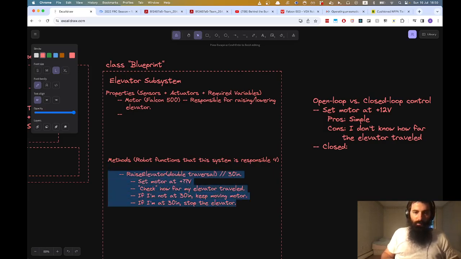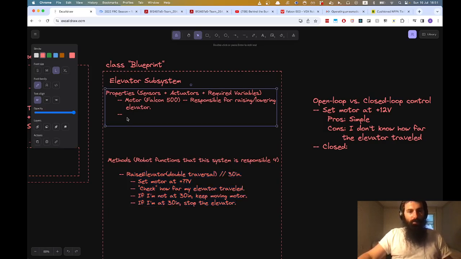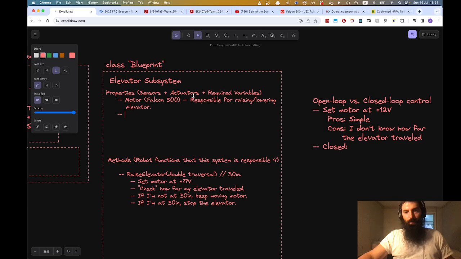So this right here, an elevator needs closed loop control, right? And how do we do this? From a property point of view, we do not just need an actuator. A closed loop or feedback control needs a sensor. The sensor that is most often paired with motors, to track how much the motor has spun, is what's called an encoder.